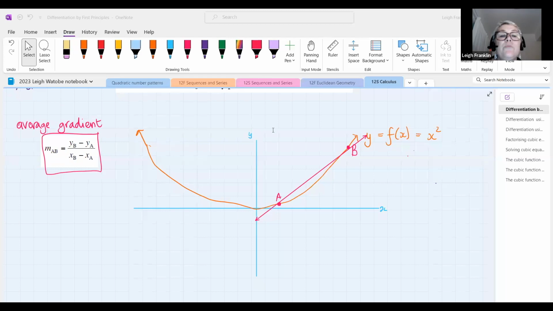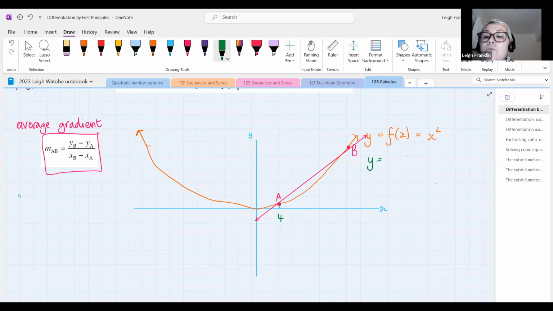So using traditional methods, let's just use stuff that we already know. Let's pretend that at A, x is equal to 4. If 4 goes in, what would y be equal to? It would be equal to 16. So that means that 16 would be my output. Let's say that over here, 12 goes in. What would my output be?